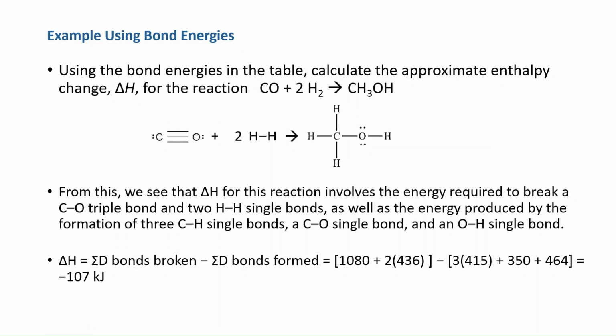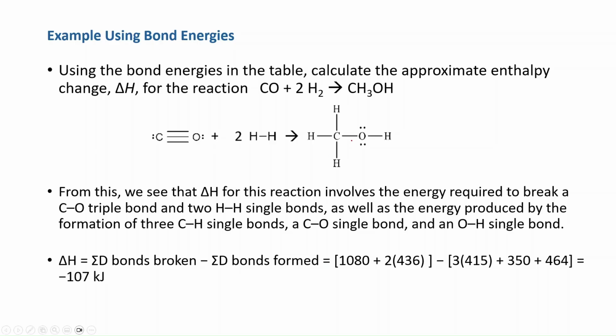Let's look at a better example. Carbon monoxide plus hydrogen to form methanol. Okay, you write the Lewis structures, and if the letters and the numbers don't look the same font, it's because I had to copy them from different places. But anyhow, here you have carbon monoxide, which has a triple bond, 2 hydrogens, a single bond, and this is methanol.